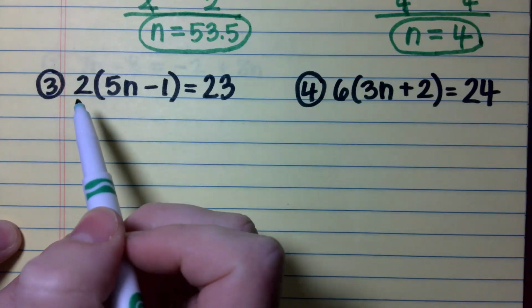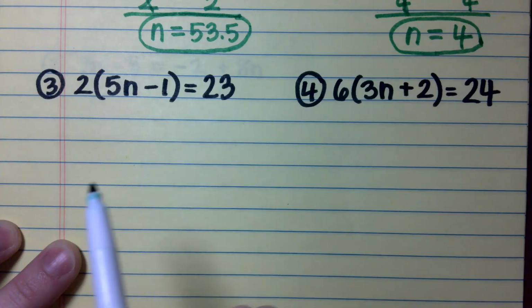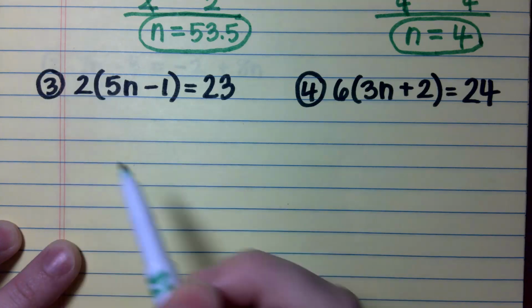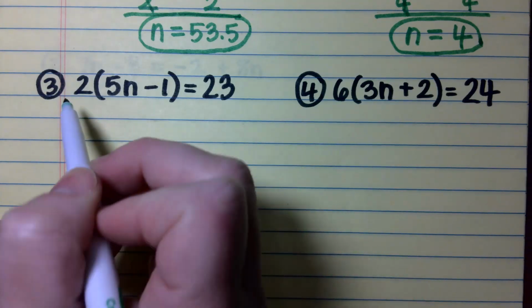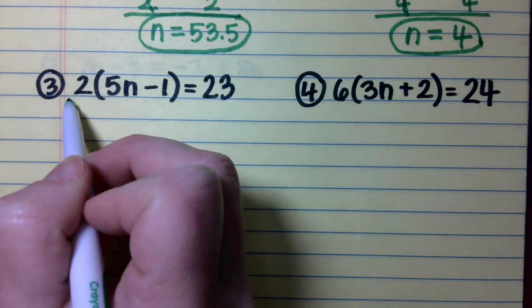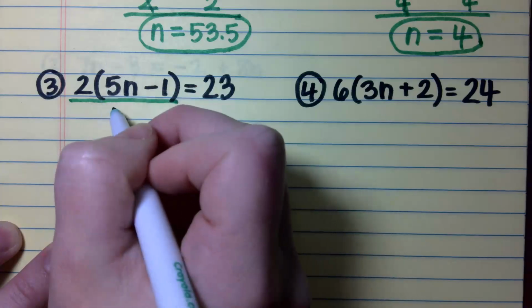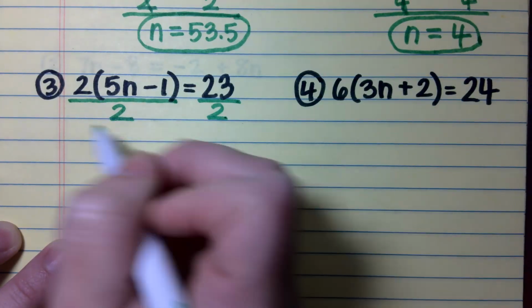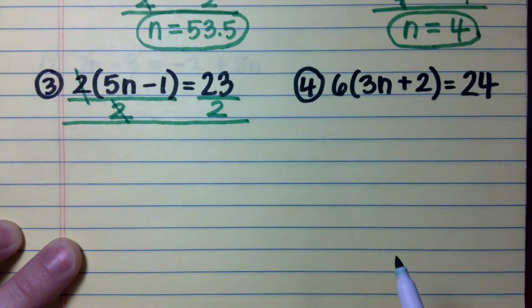So we have 2 times 5n minus 1. To get rid of multiplication, what do we have to do? We could distribute or we could divide. So let's do our division way first, and then we'll do our distribution next. What we're going to do to get rid of this 2 is divide this whole side of the equation by 2 and do it to the other side as well. Good. So my 2's are going to cancel.